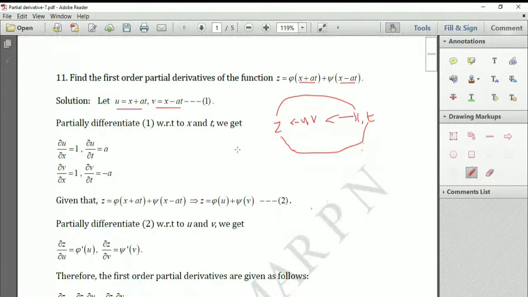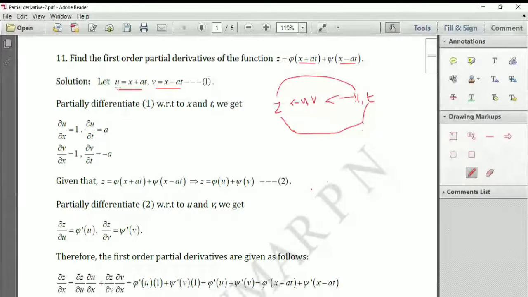Anyhow, we need partial derivatives. So let us differentiate this equation 1 with respect to x and t. When you are differentiating with respect to x, t is constant. Similarly, when you are differentiating with respect to t, x will be constant. So let us differentiate u partially with respect to x. That is dou u by dou x equal to derivative of x is 1 plus derivative of at is 0, because this is a constant.